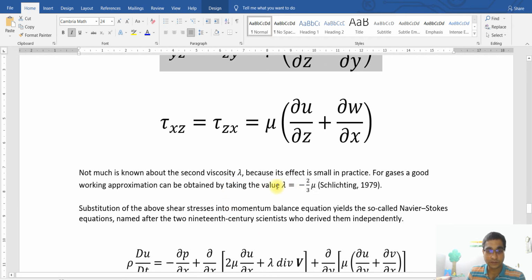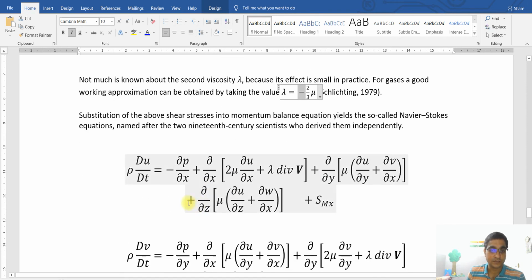Of course, in Schlichting's book this secondary viscosity is written as minus 2/3 times mu, as I already said. For gases, it is a good working approximation. So the contribution by this is very small. This is actually 66% of mu, and also with a minus sign, meaning a decrement.